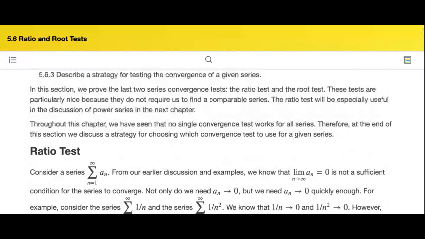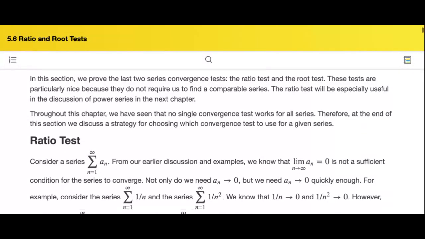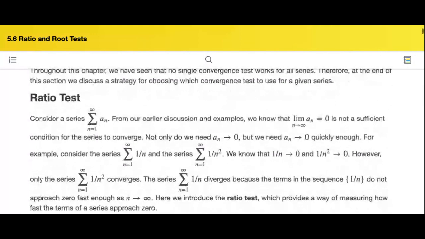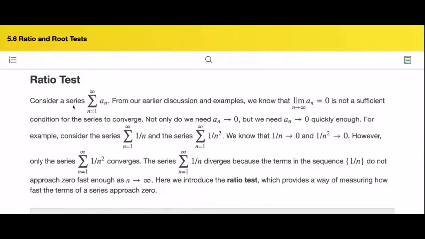Well, ratio we know, right? We just did the limit comparison test, where we take the limit of a ratio. So let's see this ratio test. I'm going to read this. Consider a series a_n. From our earlier discussion and examples, we know that a_n going to 0 is not a sufficient condition for the series to converge. Not only do we need a_n to approach 0, but we need a_n to approach 0 quickly enough. What does it mean, quickly enough? That means the rate of change is big, right?